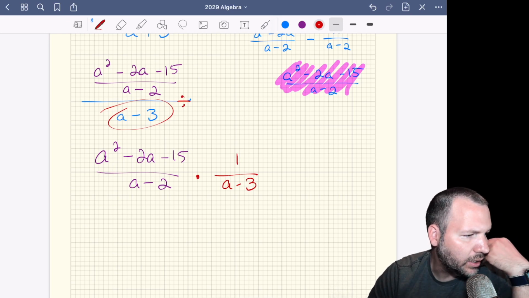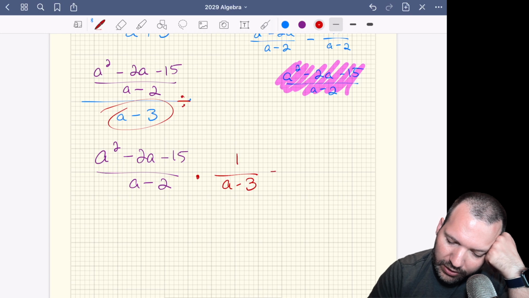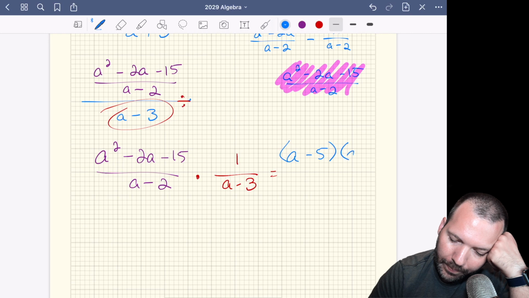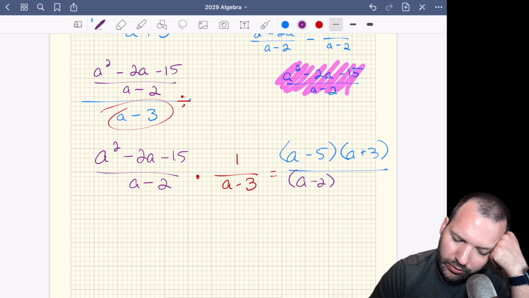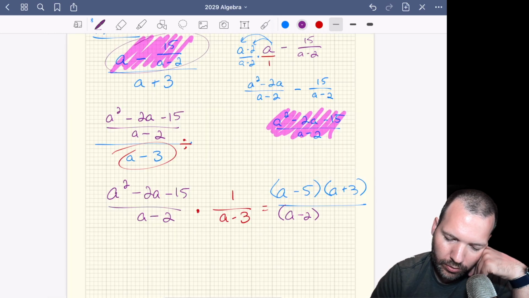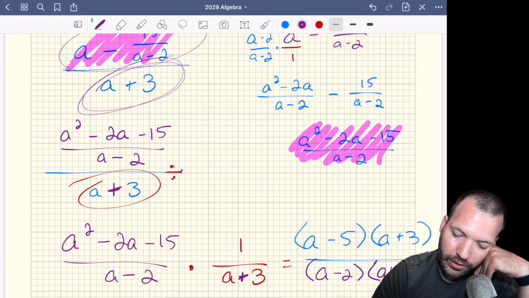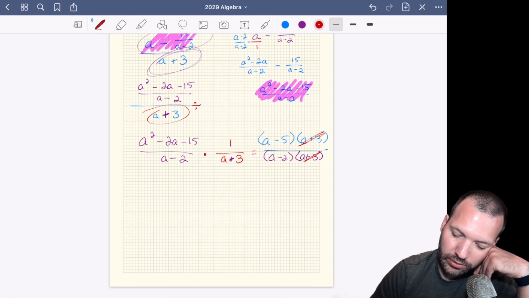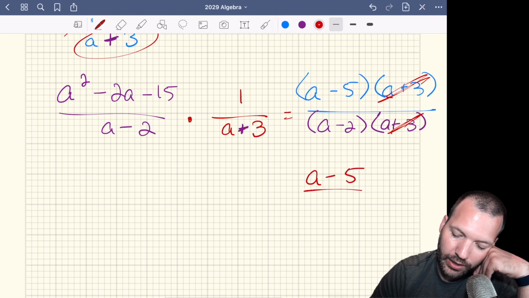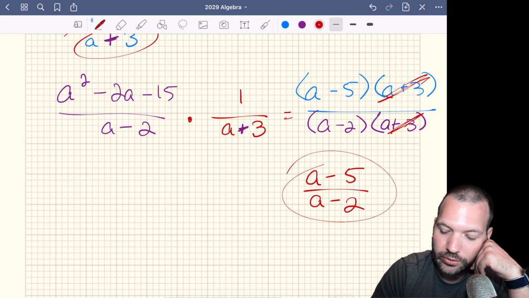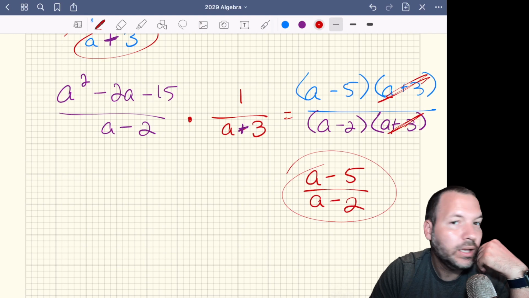Something interesting happens here because a squared minus 2a minus 15 is itself factorable. It turns into a minus 5, a plus 3. We already had an a minus 2. Wait, did I do that wrong? Yes. Why didn't you guys tell me? It's a plus 3 in the denominator. A plus 3, a plus 3, a plus 3. Which means that the a plus 3's cancel, and my expression turns into a minus 5 over a minus 2. And that's that.